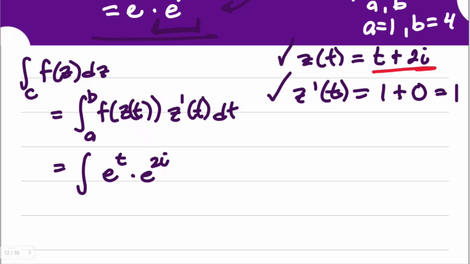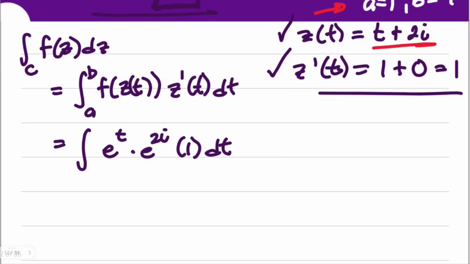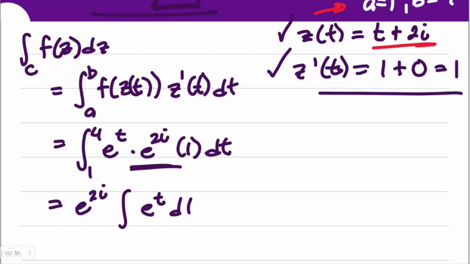Take note that the first derivative is actually identified here as 1 dt. And then your a is actually, again, this one here, a is 1 to 4. So those are all very important, 1 to 4. Before we can integrate that, as mentioned, this is a constant. It doesn't have any t variable. So you can move that out according to the property of integrals: e to the power of 2i times the integral of e to the power of t dt from 1 to 4. And we're going to look at this. It's very simple to look at.